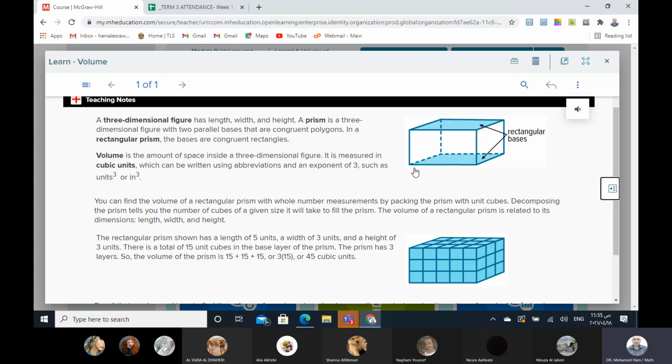The name of this figure is prism. Why? Because we have a three-dimensional figure with two parallel bases. This is the first base, and this is the second base. Here we have two parallel bases. So the volume is the amount of space inside a three-dimensional figure. It is measured in cubed units. We always use cubic units to measure the volume, which can be written using abbreviations and an exponent of three, such as units cubed or inches cubed. So this is the meaning of a three-dimensional figure, the prism, the rectangular prism, and the volume.